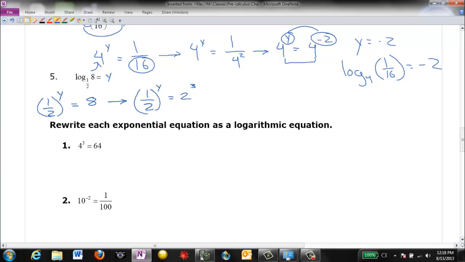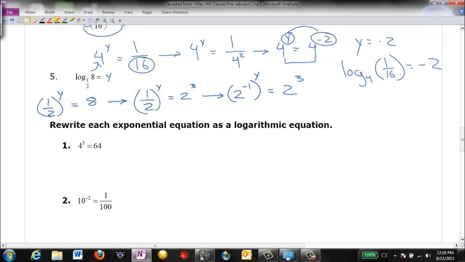How can I get a base of 2 on the left-hand side of this equation? Well, simple enough. I know that 1/2 is the same thing as 2 raised to the negative 1 power, right? So I'm going to rewrite this as 2 to the negative first. That's the same thing as (1/2)^y equals 2 to the third.